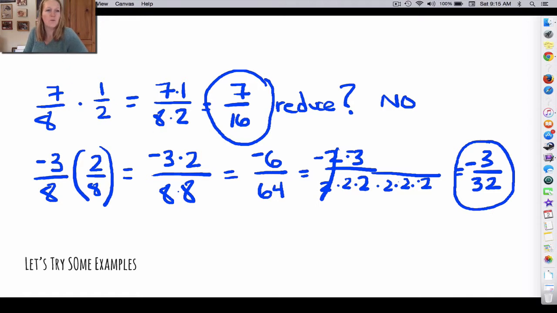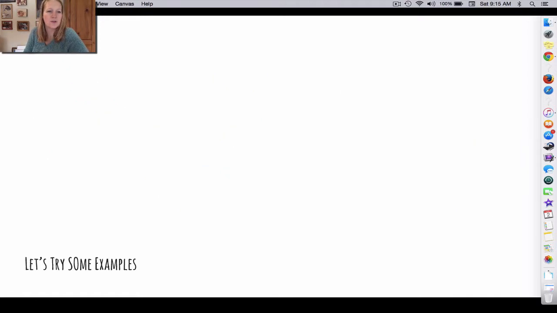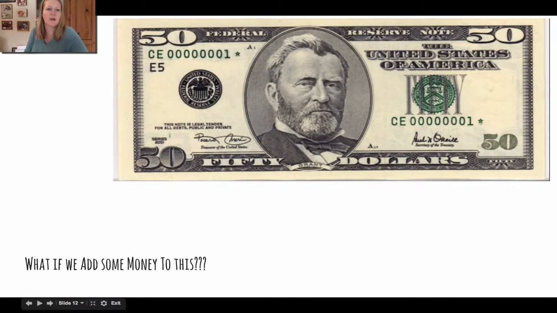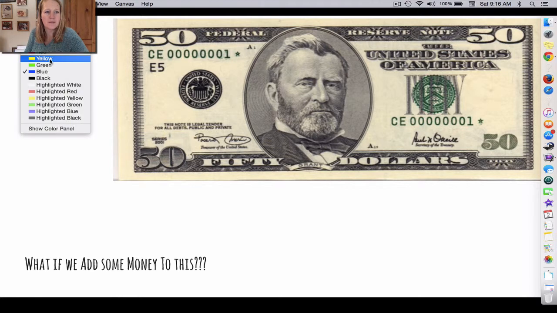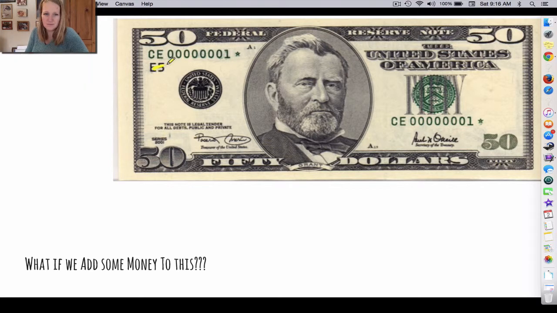Okay. What if we were to throw some money into the equation? I'm going to go yellow now. No, you can't see yellow very well, can you? Let's go red.